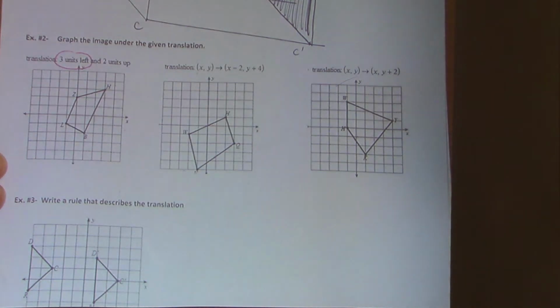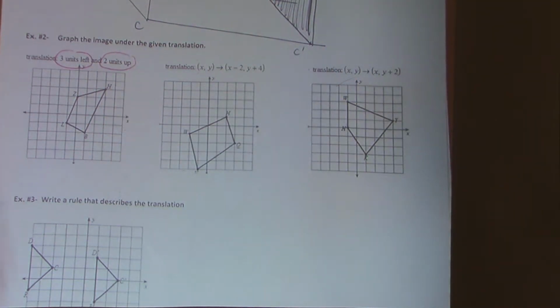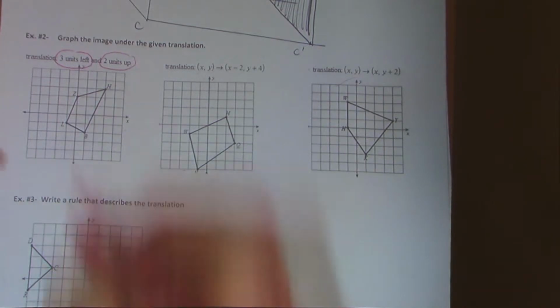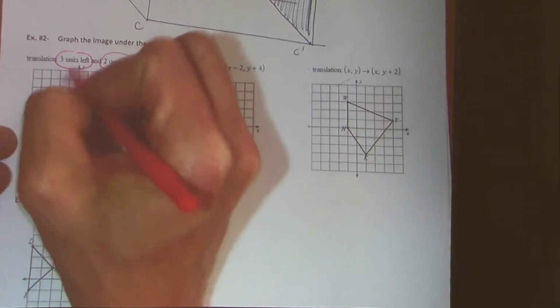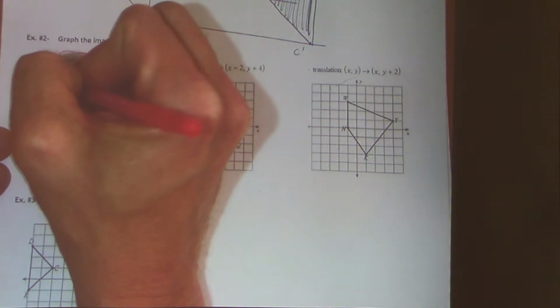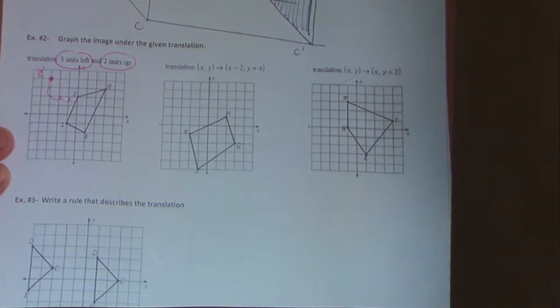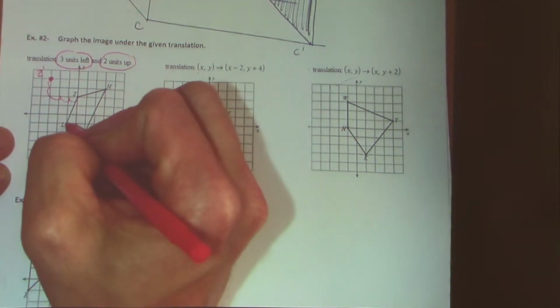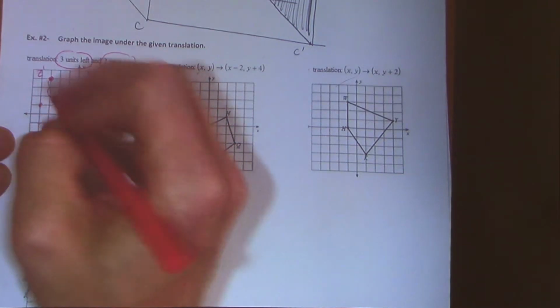3 units left, 2 units up. All we're doing there is literally taking each vertex and going 1, 2, 3 to the left, just like the directions say, 2 up, and there you go. You got yourself your new Z position. And then you do that with each point. L: 1, 2, 3 left, 1, 2 up. L prime.